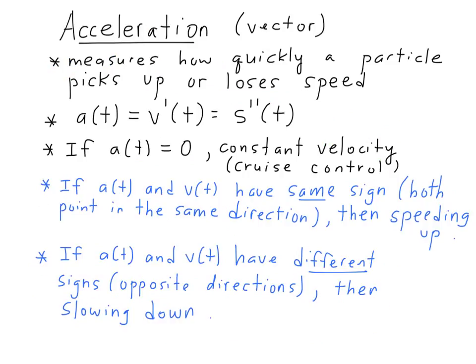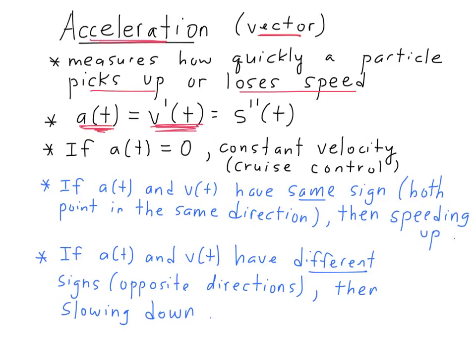Okay, our last concept is acceleration. This is another vector. So acceleration deals with measuring how quickly a particle picks up or loses speed. We tend to only talk about instantaneous acceleration. We don't really get into average acceleration. If we needed average acceleration, it would be just like average velocity: change in velocity over change in time. But again, we tend to focus on just instantaneous acceleration, which we use a(t) to represent.